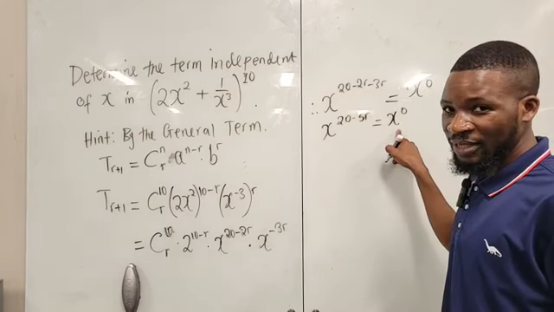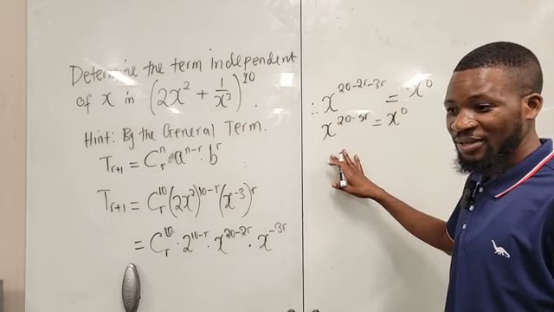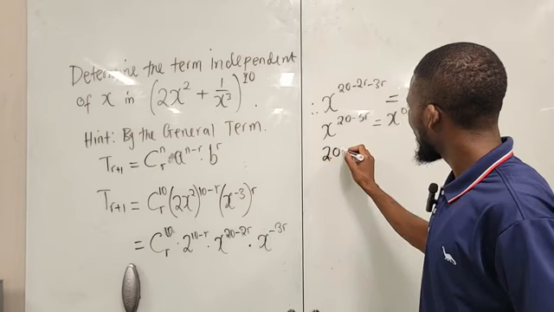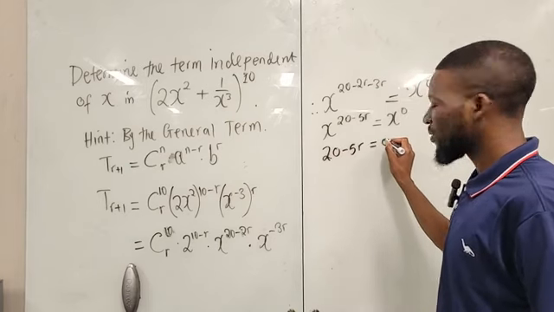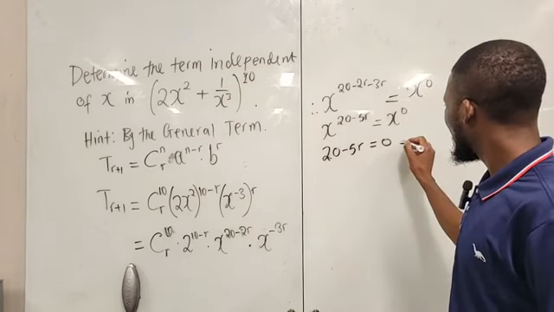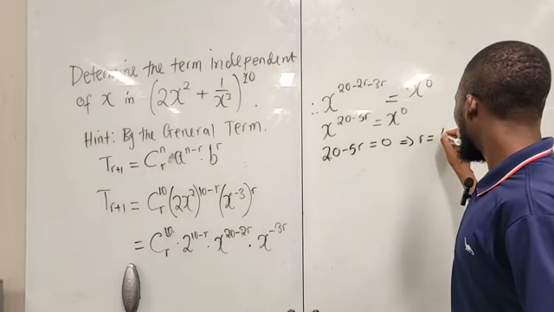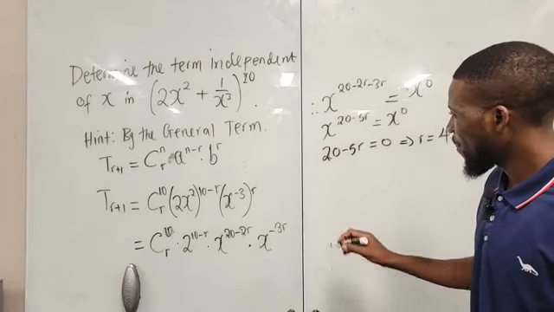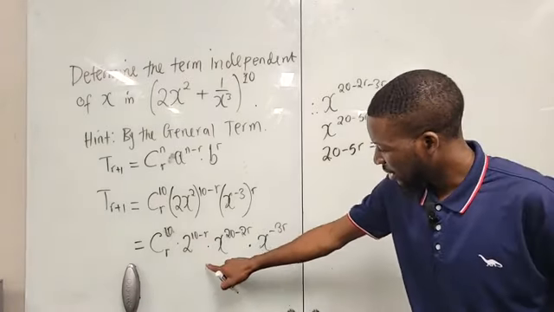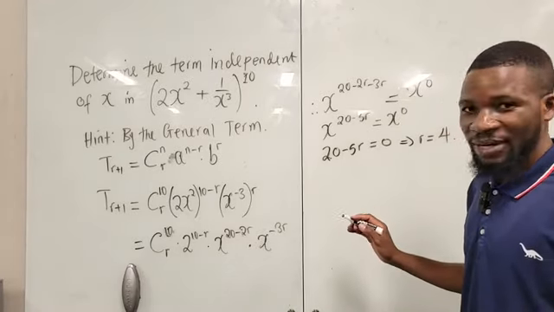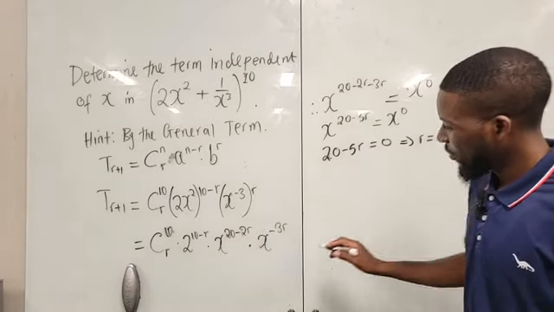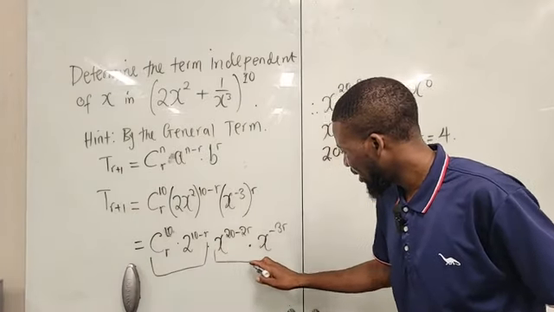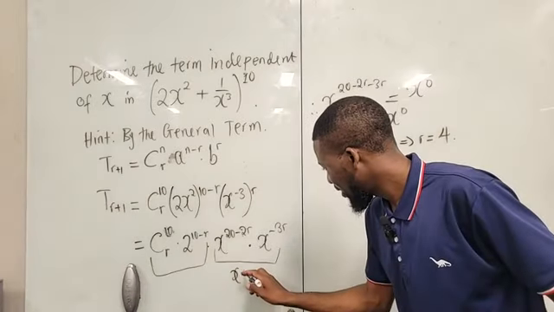So since the bases are the same, please, we do not cancel the bases. We just say the bases are the same. We equate the power. So this is 20 minus 5r is equal to 0, right? And this implies r is equal to 4. All right. So therefore, in this formula, we are saying the term independent of x will be this term here, because everything here is x to the power 0.